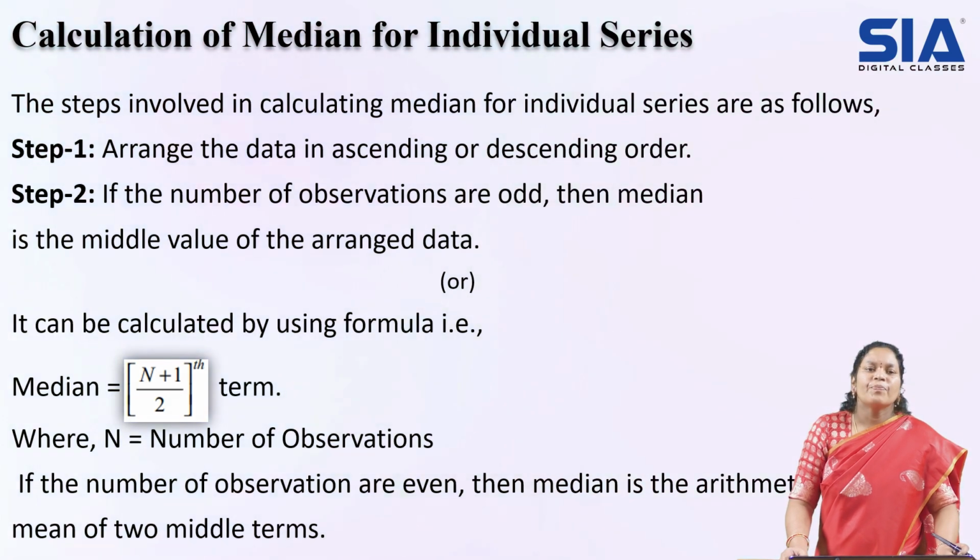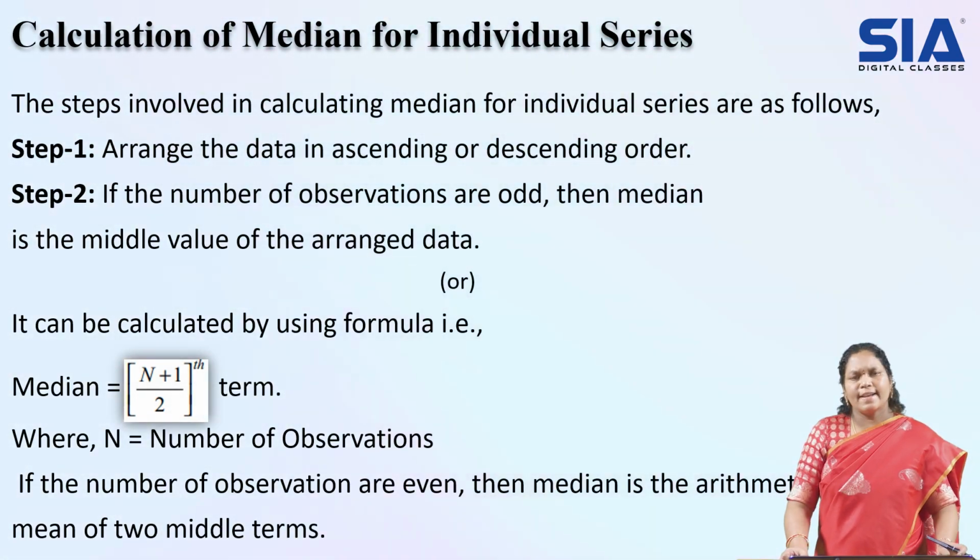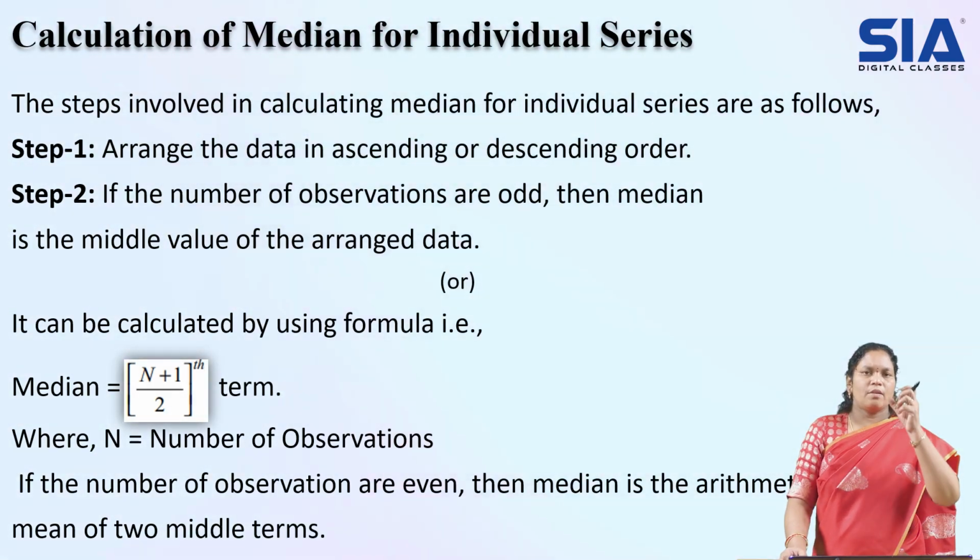Then, if the number of observations is odd, the median is the middle value of the arranged data. Count the data; if it is an odd number, you get exactly the middle value. That becomes the median. Whatever the mid value is, that is the median.